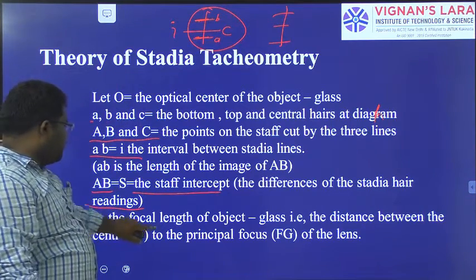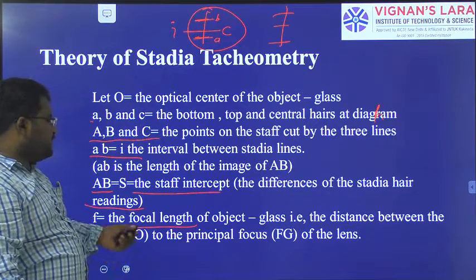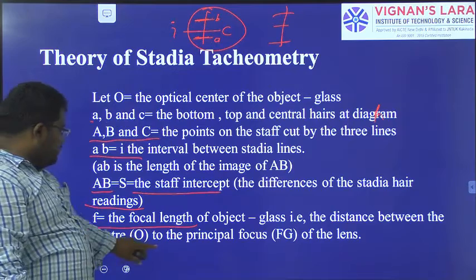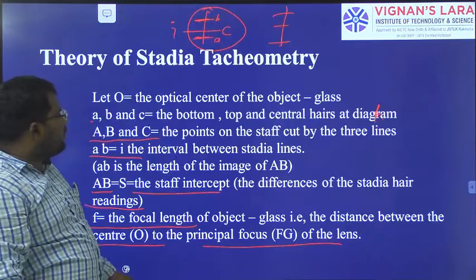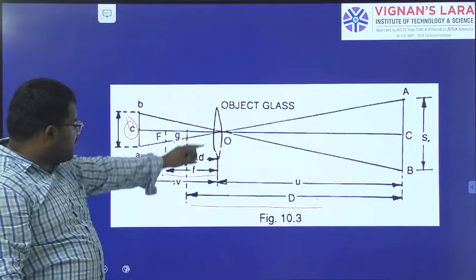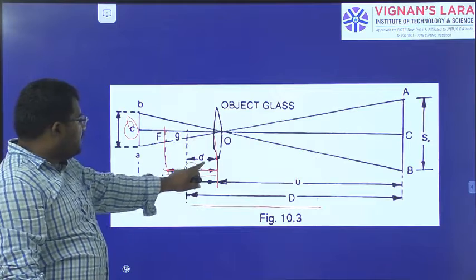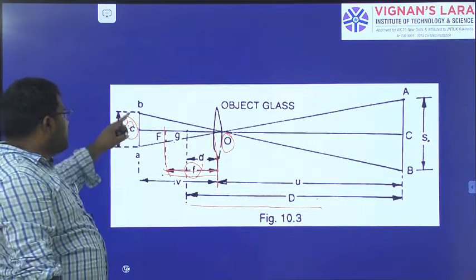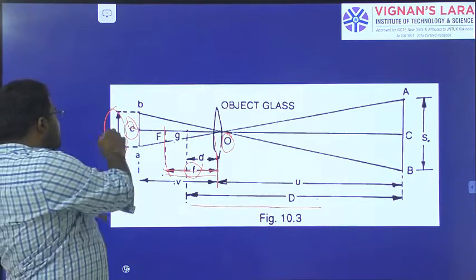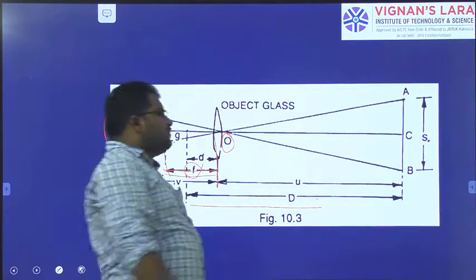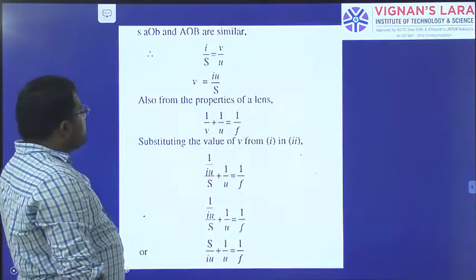Next, F is the focal length of the objective. This is the distance from the center O to the principal focus of the lens, from here to here. This is the optical center O. Here small a, b, and in the middle point is c. The height is called small i, and the staff intercept AB is equal to S. That is what we discussed till now.